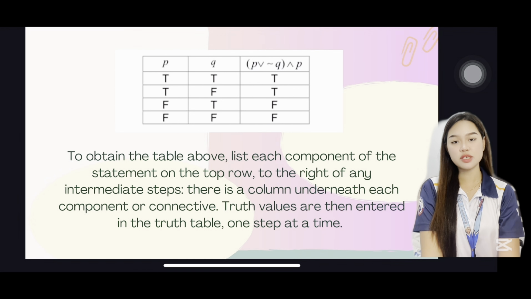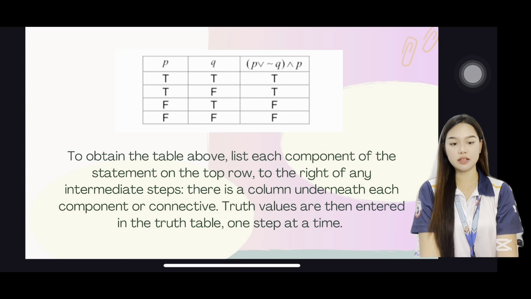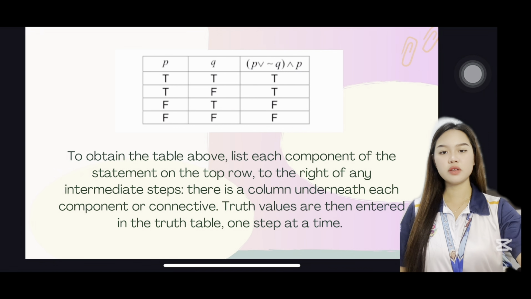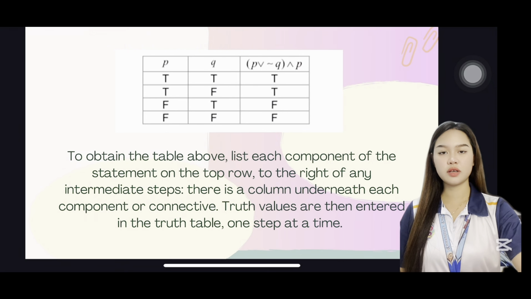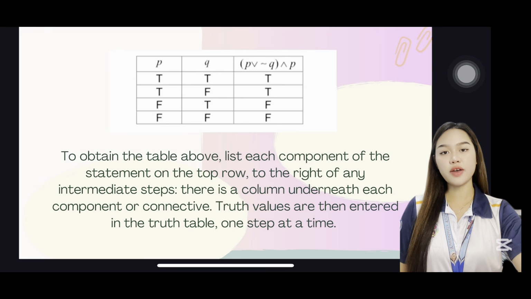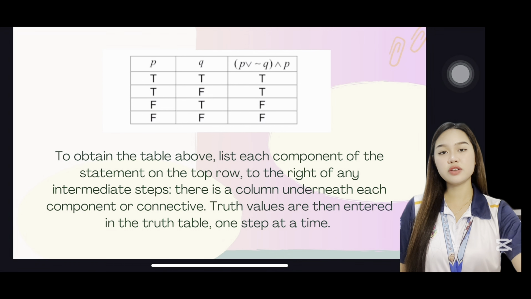The image shows how to build a truth table for a more complex logical statement. It breaks down the process step by step. To obtain the table above, list each component of the statement on the top row. To the right of any intermediate steps, there is a column underneath each component or connective. Truth values are then entered in the truth table, one step at a time.